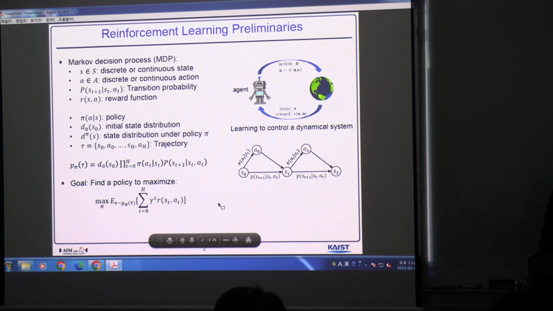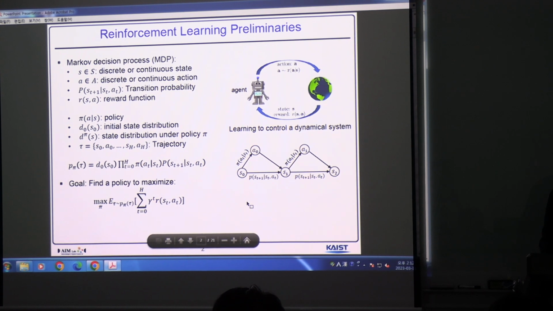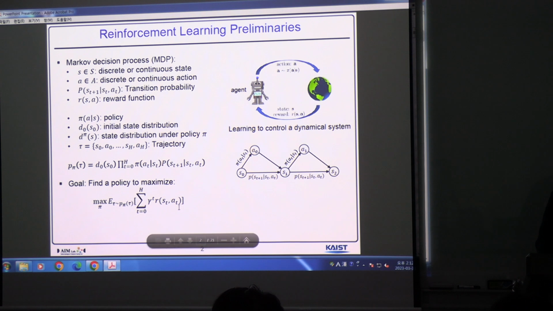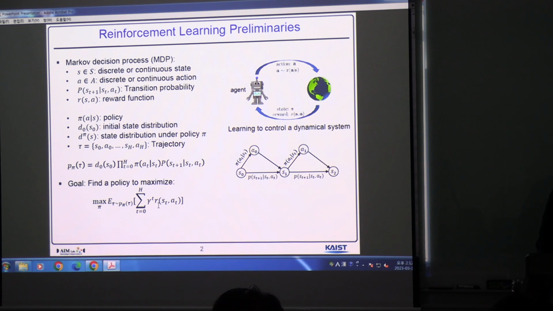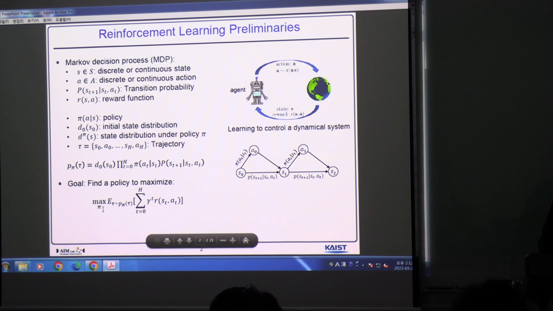So in reinforcement learning, the final goal is that we want to maximize the long-term reward. It means the summation of the reward at each step, and the gamma here is a discount factor to guarantee convergence. And the main target is that we want to find a policy that maximizes the whole reward along the trajectory.